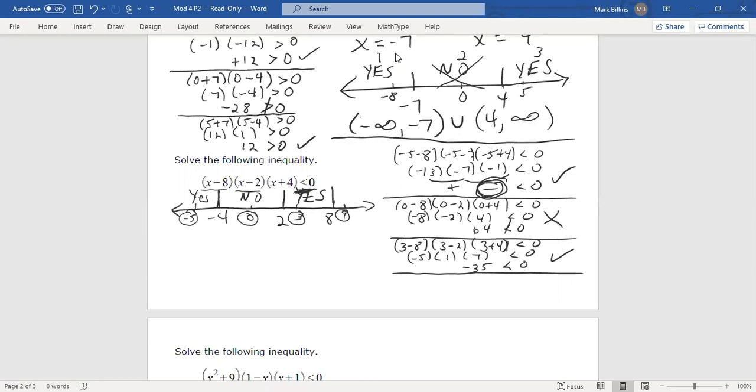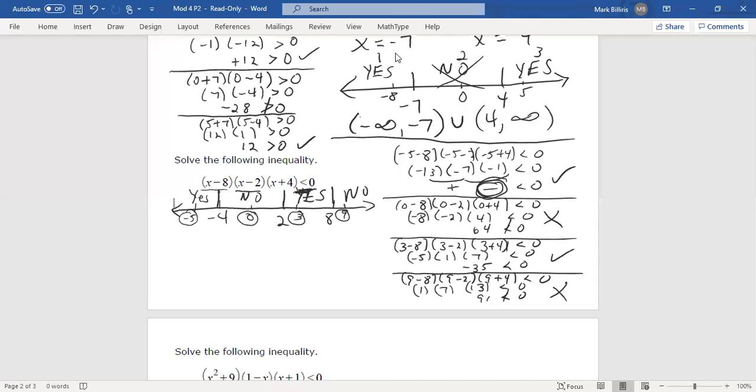My last would be values greater than 8. So we're using 9 as our test point. So we'd have 9 minus 8, 9 minus 2, and 9 plus 4. So 9 minus 8 is 1, 9 minus 2 is 7, and 9 plus 4 is 13. So when I multiply them all together, I get positive 91, and 91 is not less than 0, so that's not a solution.